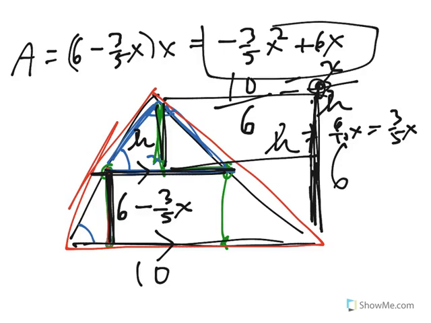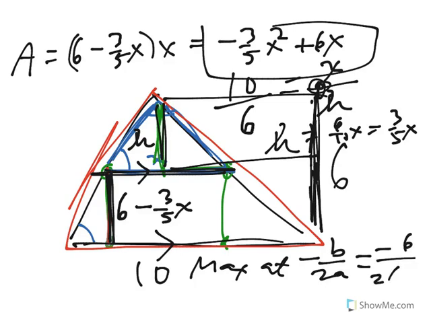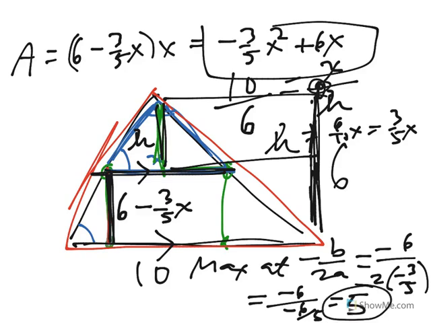So depending on how long this side is, we get a different area of the rectangle by this formula. And if I want to know what the maximum is, I'll say max at, since it's a quadratic, negative b over 2a. Negative b is negative 6. 2a is 2 times negative 3/5. Negative 6 over negative 6 over 5, which equals just regular 5. So if I can make this rectangle's width 5, and 6 minus 3/5 of 5 is the same thing as 6 minus 3, which is 3, I would get an area of 15.